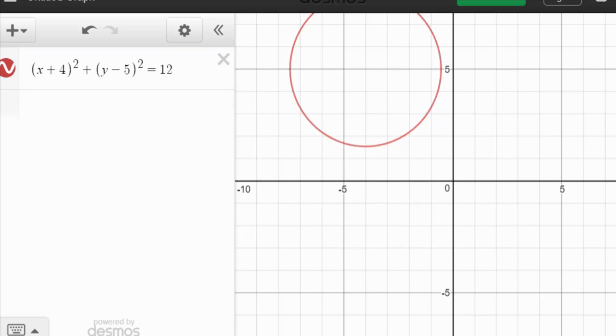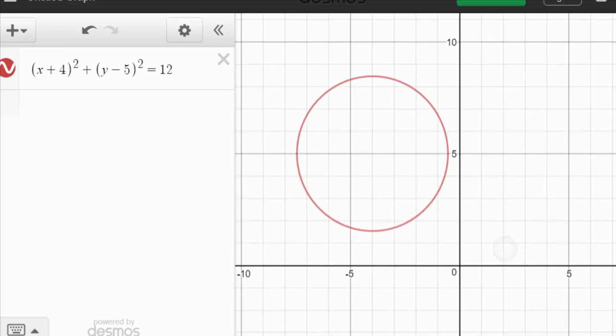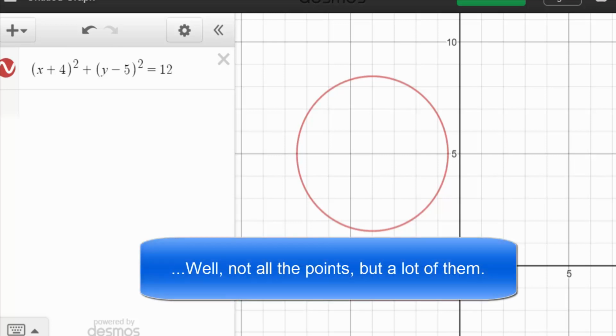So all it's doing, this is a machine, it's not smart, all it's doing is plotting all the points x and y that satisfy that equation.